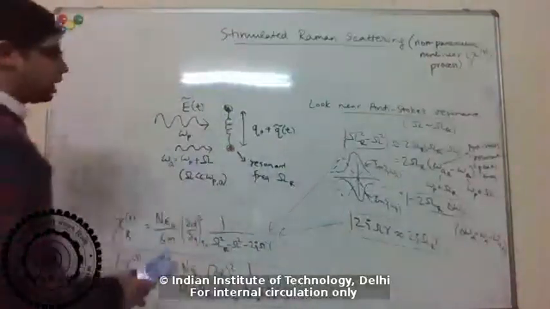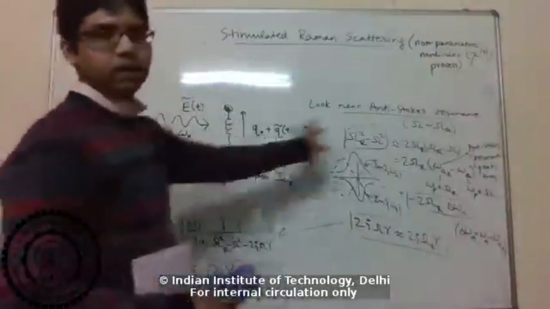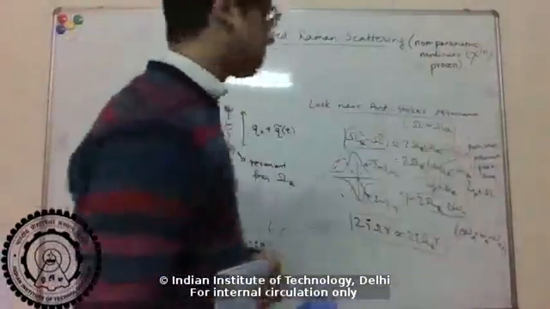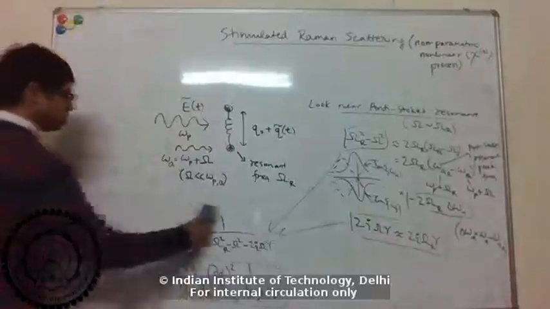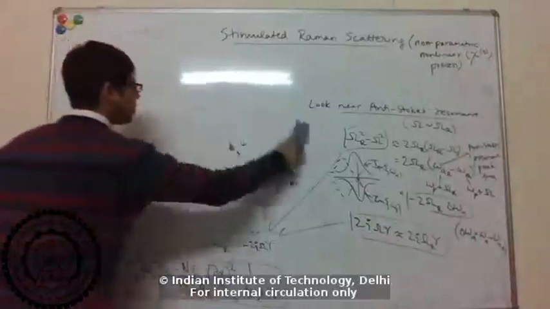Okay, so now we can try to plot this Raman susceptibility over the whole range, right? From the Stokes across the pump to the anti-Stokes, how it looks. Now.